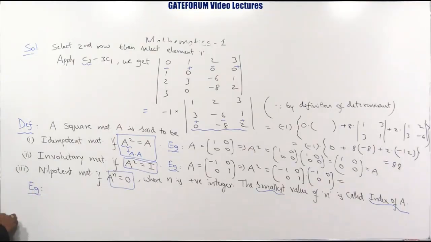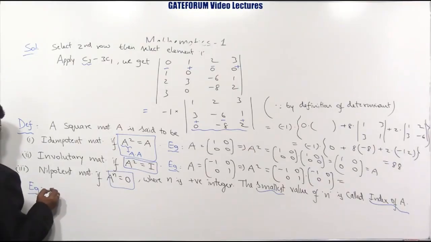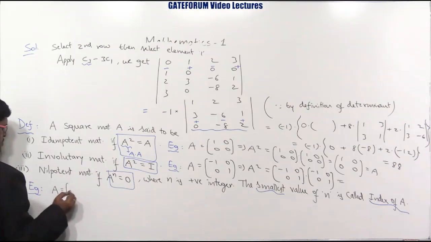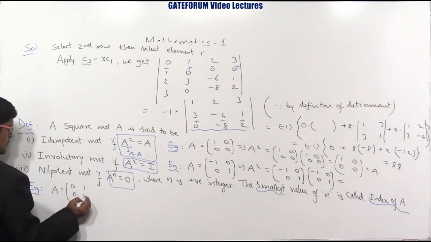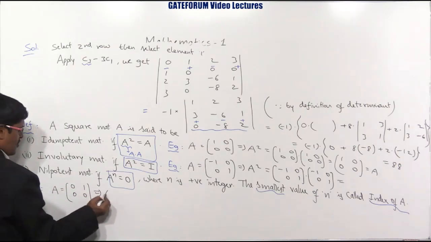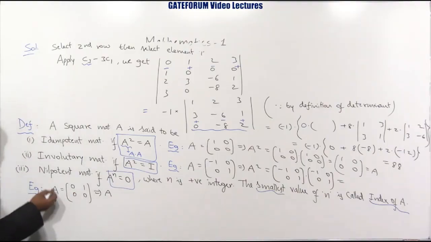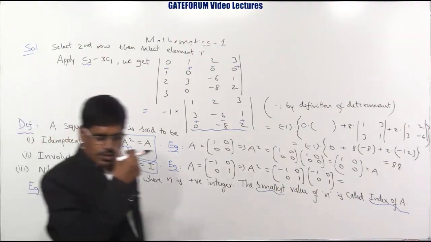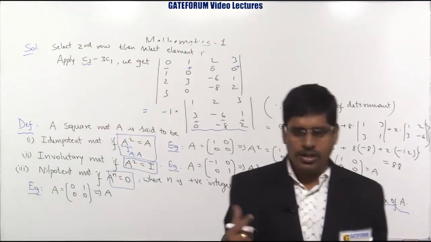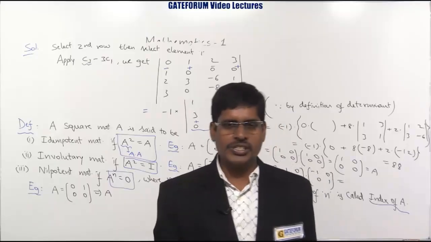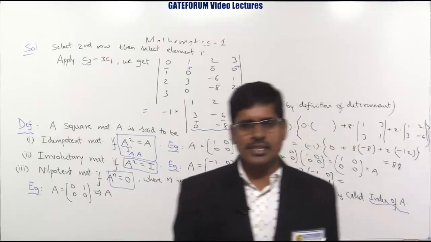Example, A is equal to 0, 1, 0, 0. So first, here A is a non-zero matrix. That means n value is at least 1. So if A is a non-zero matrix, you have to start with A square simplification. If A square is 0, then A is a nilpotent matrix.